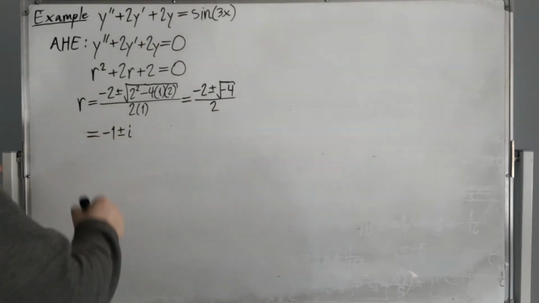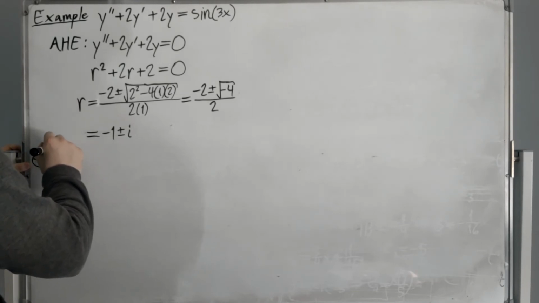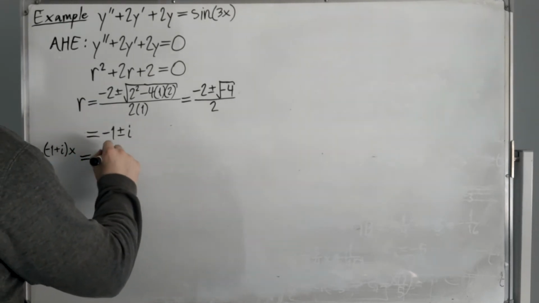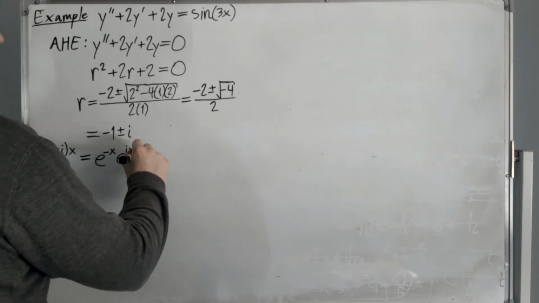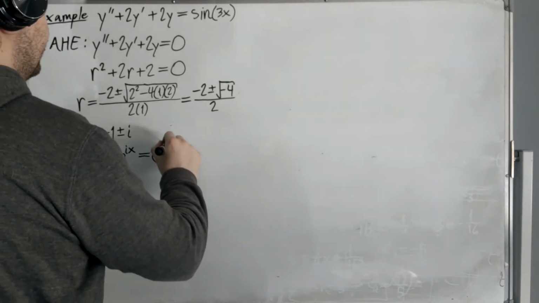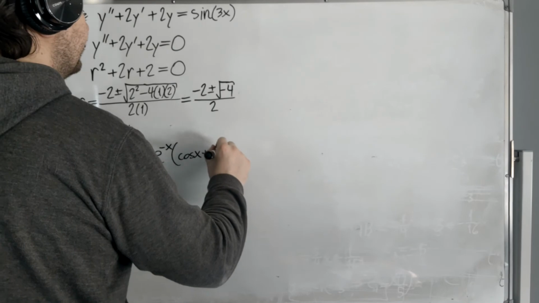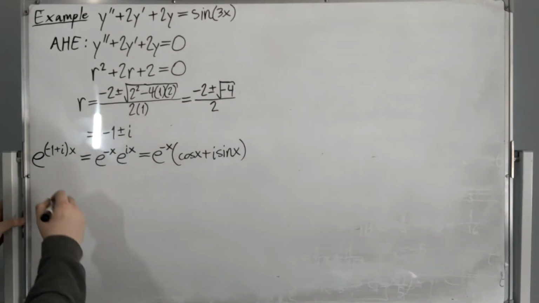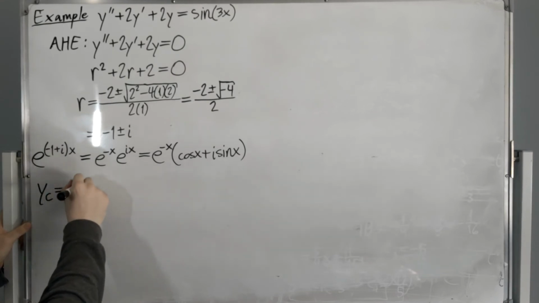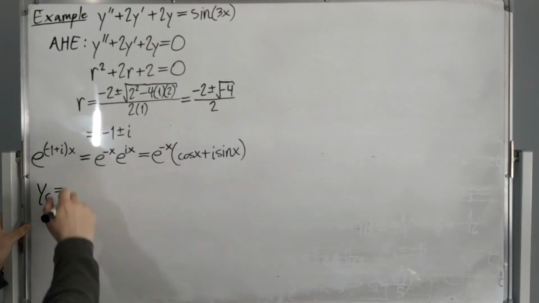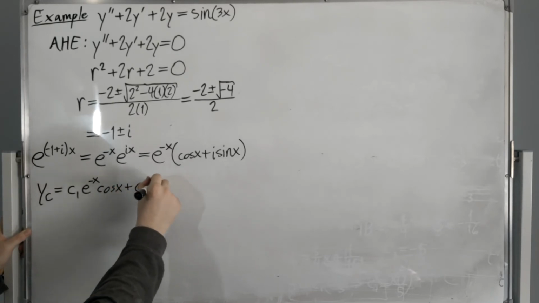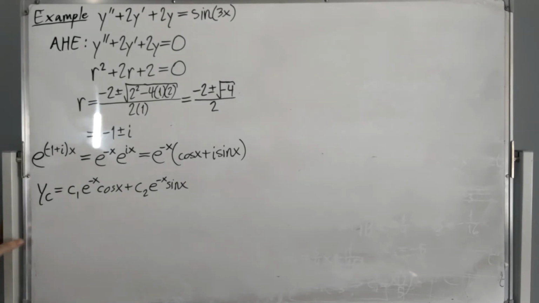As usual, we look at e^(rx). So e^((-1+i)x). This turns into e^(-x) times e^(ix), which according to Euler's formula is going to be e^(-x) times (cos x + i sin x). And therefore our complementary family is going to be, I'm missing the constants, c1 e^(-x) cos x plus c2 e^(-x) sin x.